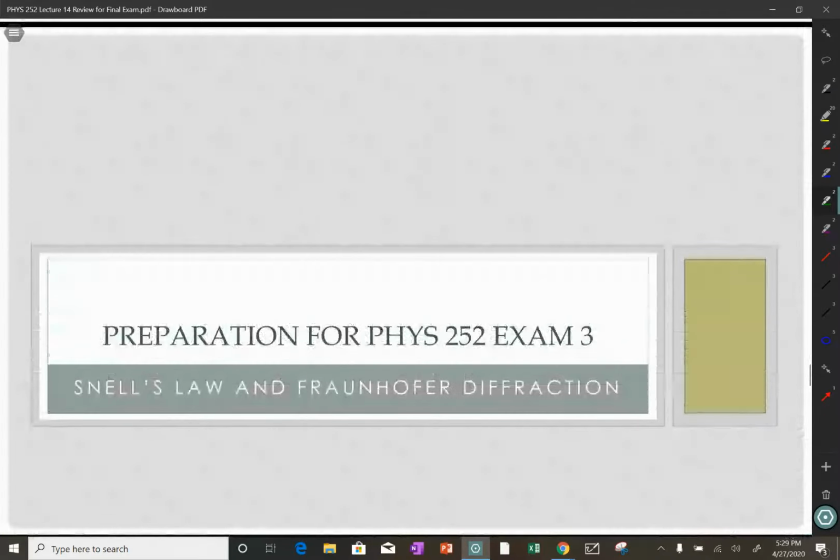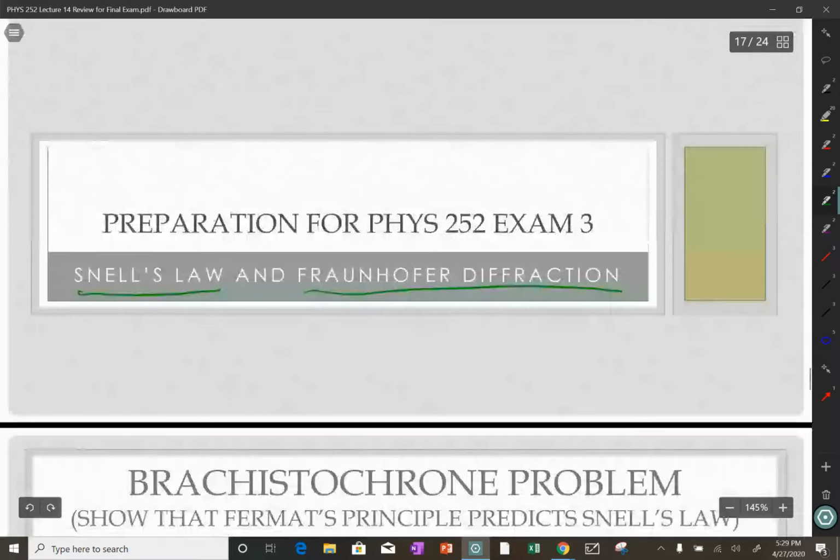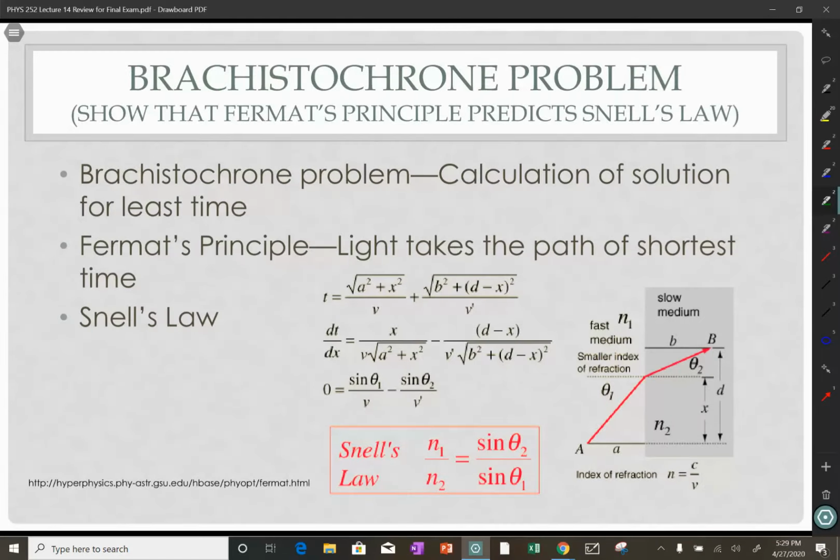Now, exam 3 material, only two things: Snell's law and Fraunhofer diffraction. Snell's law, I think you said that you were actually ready for this one on the last test, and I went and asked something else. I think that was the case. Snell's law, it's a brachistochrone problem here that we're going to do just to calculate and show Fermat's principle: light takes the path of shortest time to go from point A to point B.